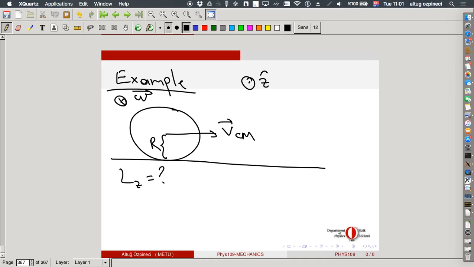I have this ball at a given instant. Its center of mass is moving with the velocity v center of mass, and it has an angular velocity omega. I don't know if it is rolling without slipping or not, but these are the given information. So how can we write the angular momentum? I also want to write a conserved angular momentum.